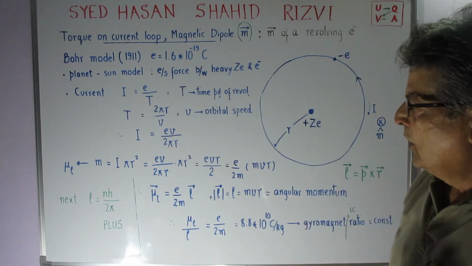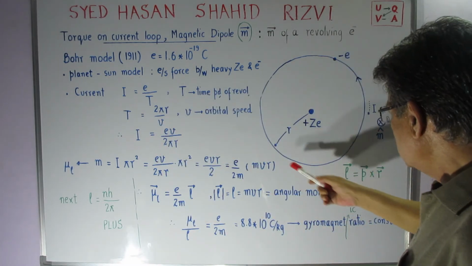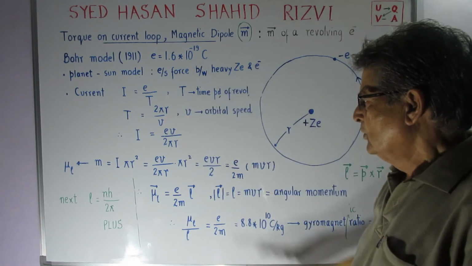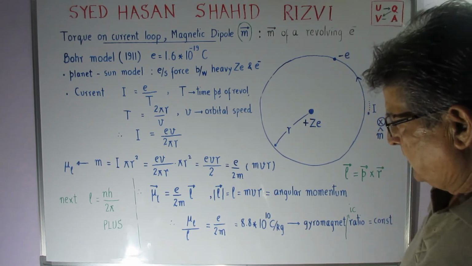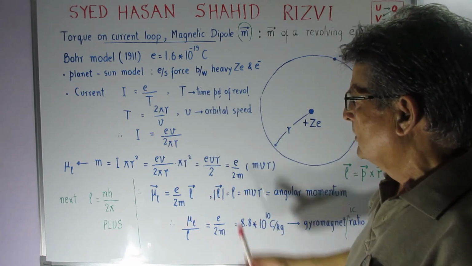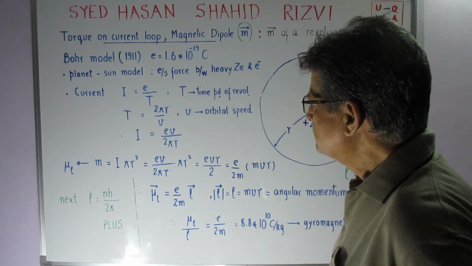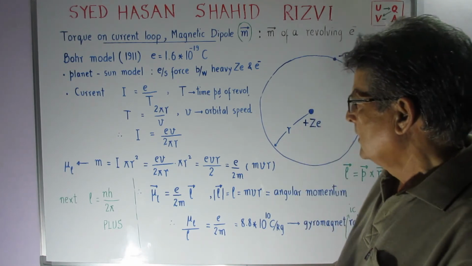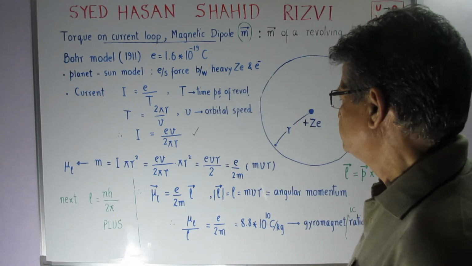Okay. So, we can write T as equal to 2 pi r, which is the circumference, r being the radius, divided by V, which is the orbital speed of the electron. So I can write, therefore, I is equal to E upon T. It turns out to be equal to EV upon 2 pi r.